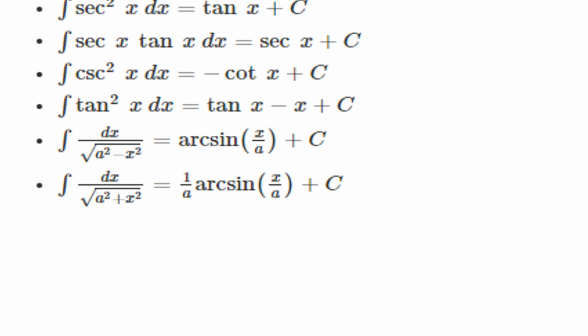It is tan x plus c. In the case of integral of sec x tan x dx, it is sec x plus c. In the case of integral of cosec squared x dx, it is minus cot x plus c. In the case of integral of tan squared x dx, it is tan x minus x plus c. In the case of integral of dx by root of a squared minus x squared, it is arc sine of x by a plus c. In the case of integral of dx by a squared plus x squared, it is 1 by a arc tan of x by a plus c.